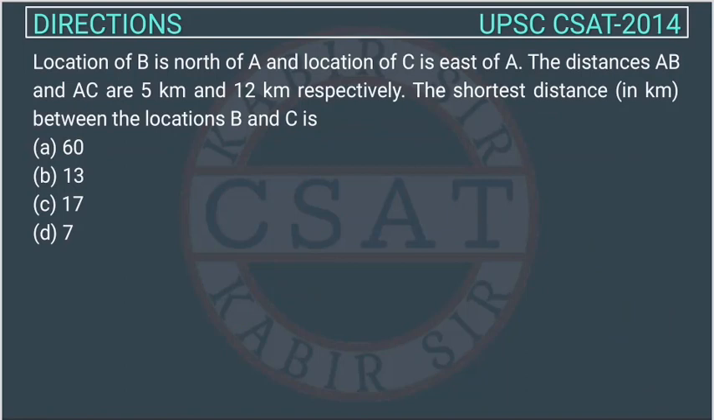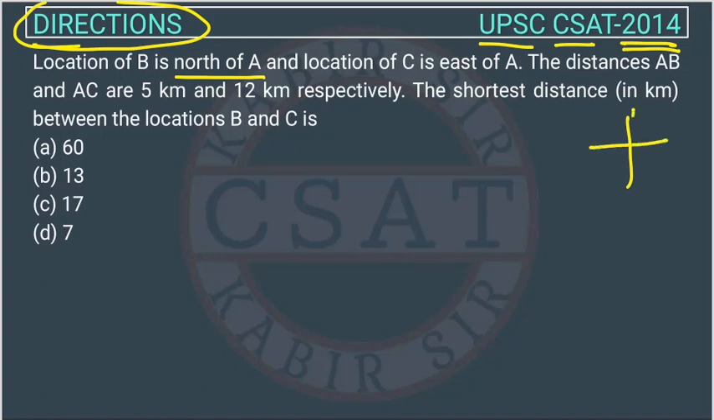So this is a question of reasoning from the direction chapter asked by UPSC in the CSAT paper of 2014. The location of B is north of A, right? Whenever you see a direction question, you should draw this diagram. This is north, south, east and west. Now they have given that the location of B is north of A. Suppose A is here, then B is in the north, so B will be here.